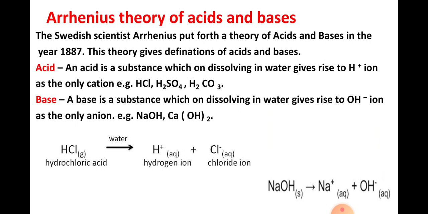Arrhenius' theory of acids and bases. The Swedish scientist Arrhenius put forth a theory of acids and bases in the year 1887. This theory gives definitions of acids and bases. An acid is a substance which, on dissolving in water, gives rise to H+ ion as the only cation. For example, HCl, hydrochloric acid, H2SO4, sulfuric acid, H2CO3, carbonic acid.